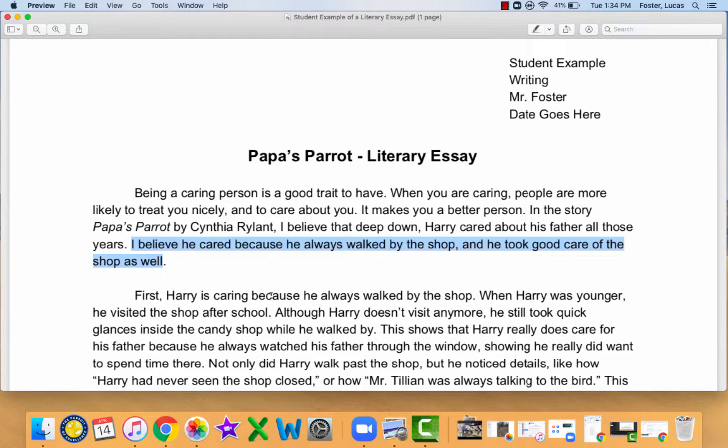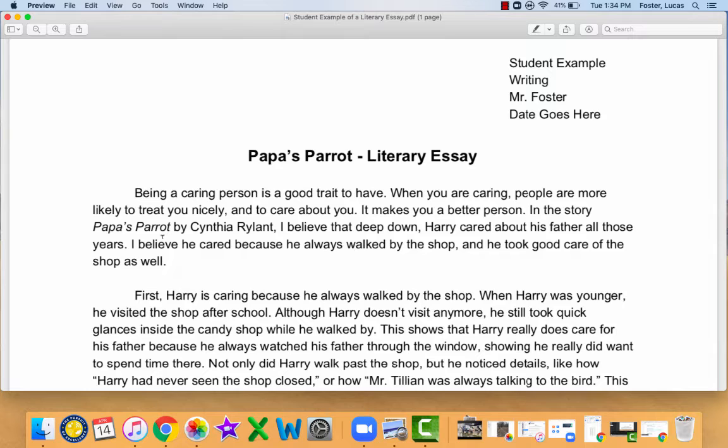These are their two reasons. I believe he cared because he always walked by the shop. This is reason number one. And the second one is because he took good care of the shop. So there are the two. We have three for ours that we're going to be writing down the road. This person just had two. So once again, this introduction is a few things. It starts off with a nice little intro here. We're going to get to this in a minute. But eventually they get to the claim, okay, and then they introduce the two reasons.